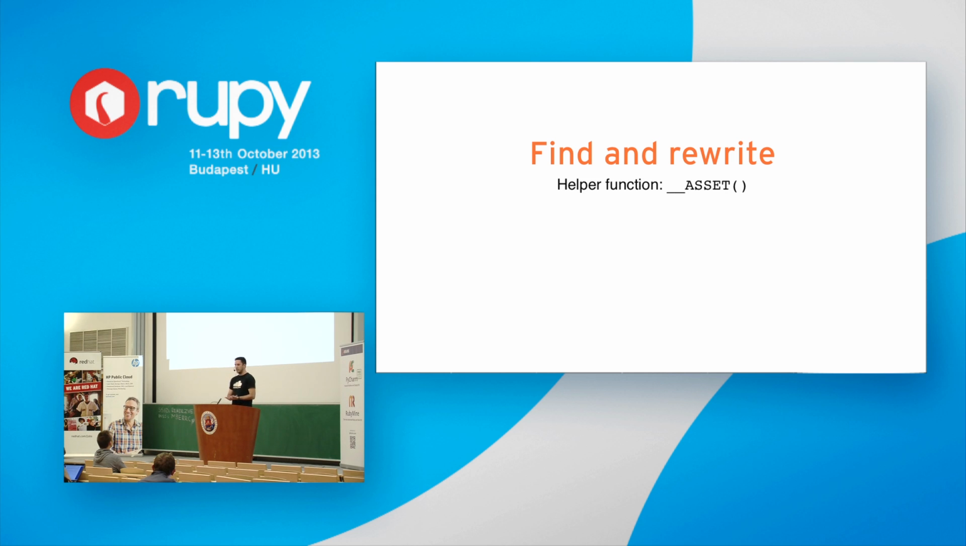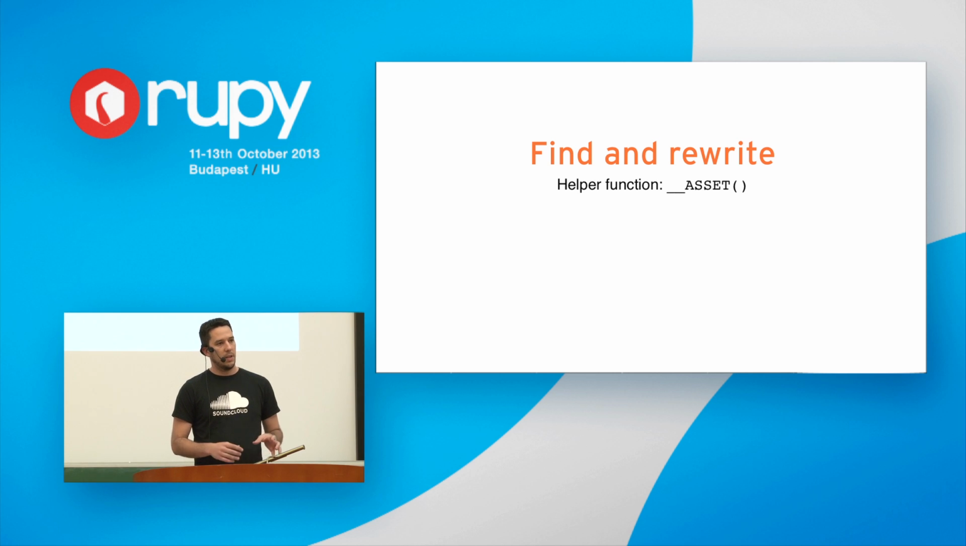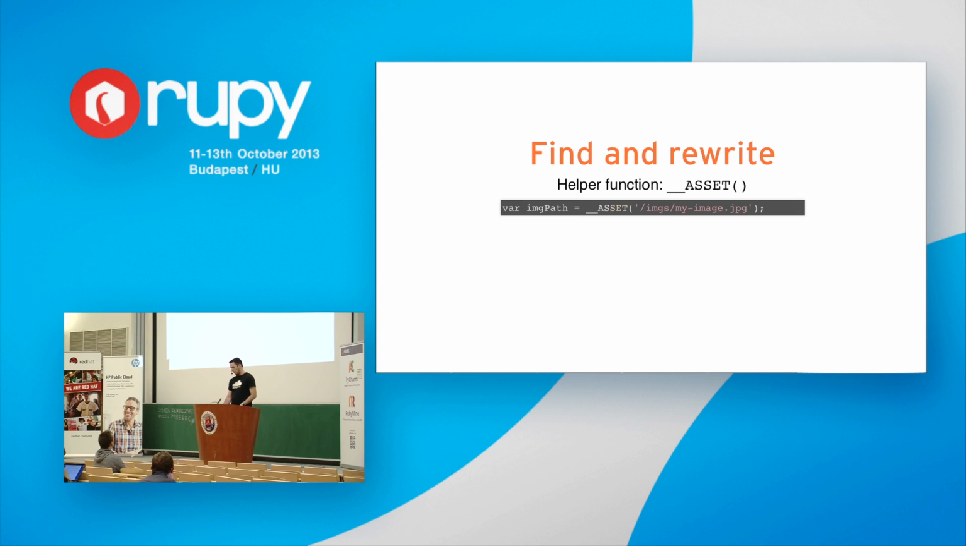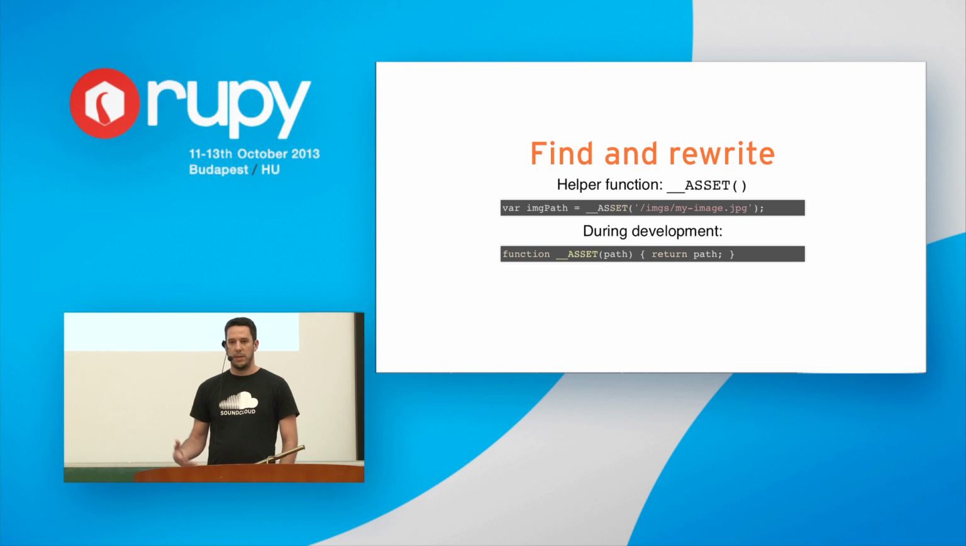So what we've done is created a helper function that's __asset. What it does is simply identify strings which refer to an asset. That's the only thing that it does. So this is how we would use it if we wanted to do something in JavaScript with a particular file or an image. While we're developing, it's just an identity function that just returns that same string, because that's what it is on your local computer's disk.